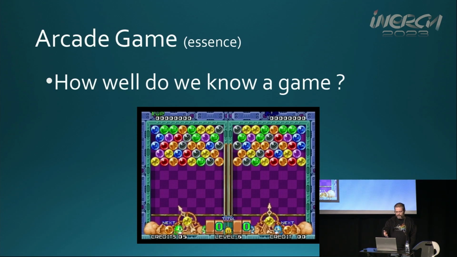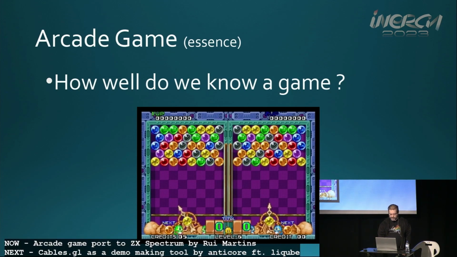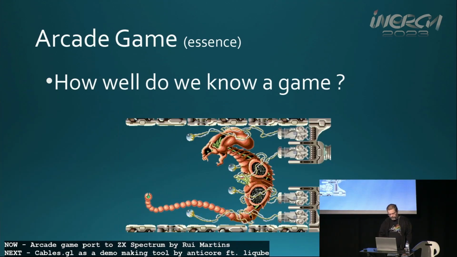How does it evolve? Do the patterns change? Do two-player games change some of the behaviors of the game? So we really need to study the game. Anyone knows what this game is? R-Type, exactly. So this is the boss of the first level.